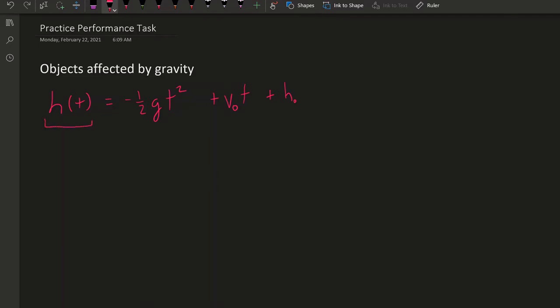Now, h of t means the height of the object after t seconds. So, obviously then, t stands for the number of seconds after the object is thrown or dropped or whatever happens. Now, g is the constant of gravity.